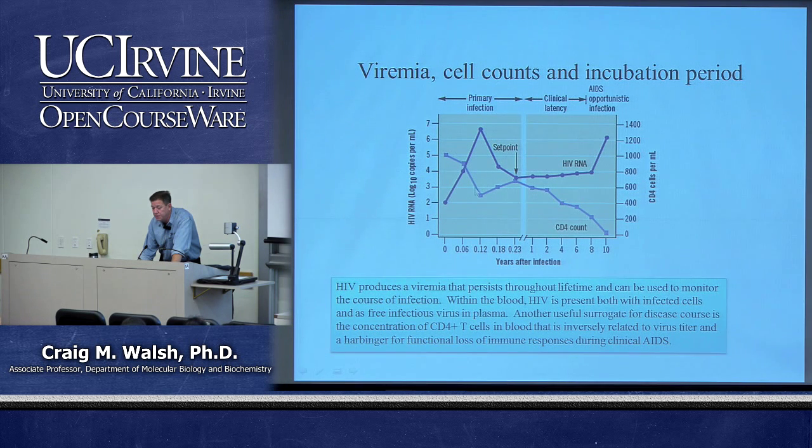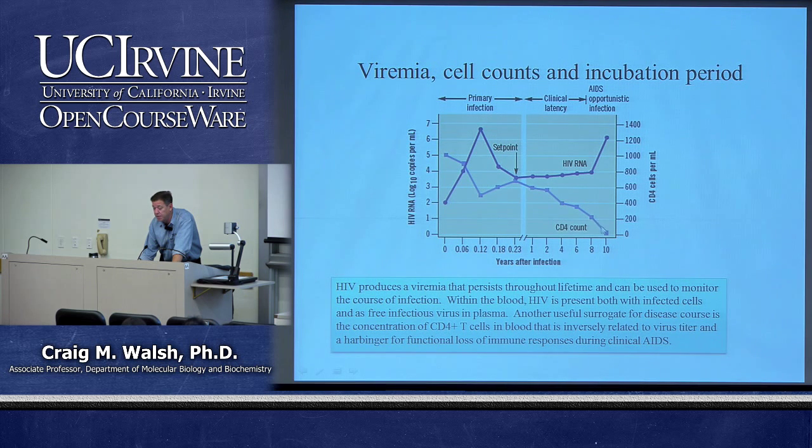So here you have the CD4 counts, which again, you have this rapid drop in CD4 positive cells in the blood, and then it starts to stabilize. But you see that it never fully stabilizes. Even when the RNA seems to be controlled, you see that the CD4 counts seem to drop over time.